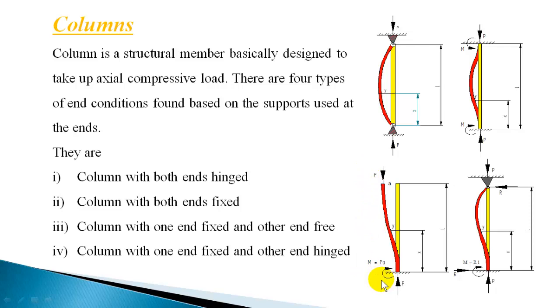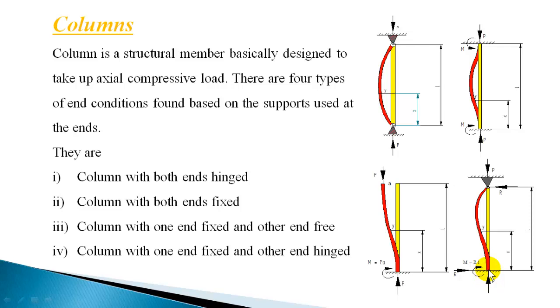Now the other type is one end fixed, the other end free. So this end is fixed in position and direction, the other end is not fixed. So it is free to move. Even that end A can move sideways. So it's not fixed in position or direction.